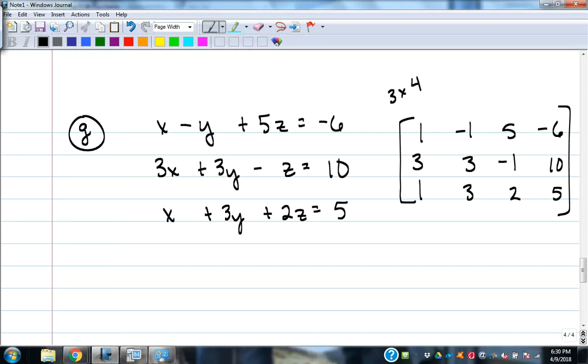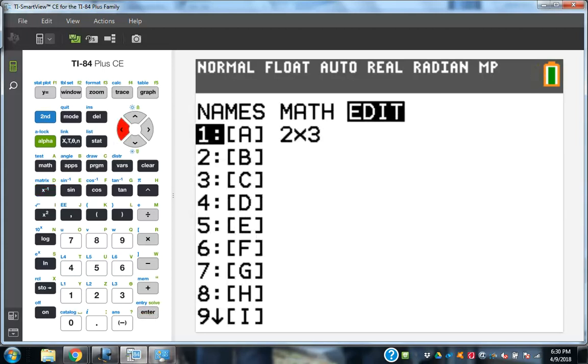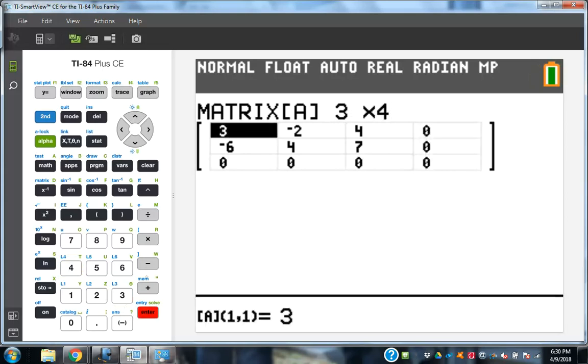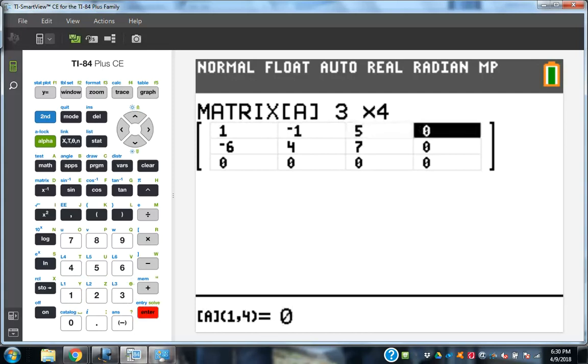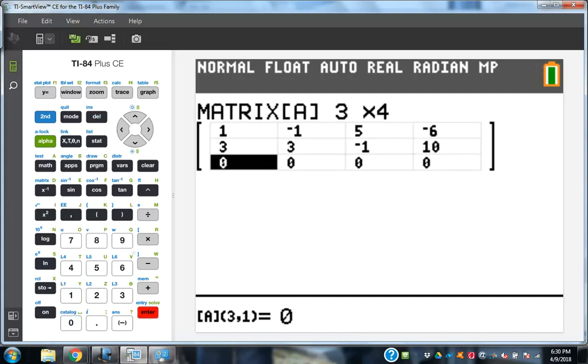We're going to put that into the calculator. Second matrix. Edit. We'll make matrix A 3 by 4 this time. 1, -1, 5, -6, 3, 3, -1, 10, 1, 3, 2, 5.